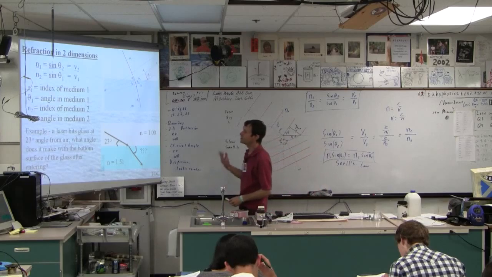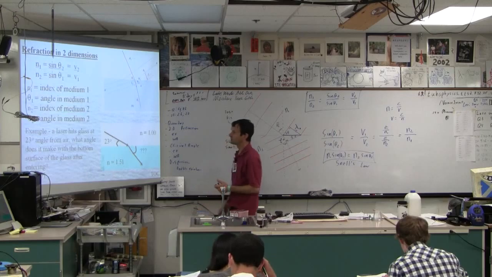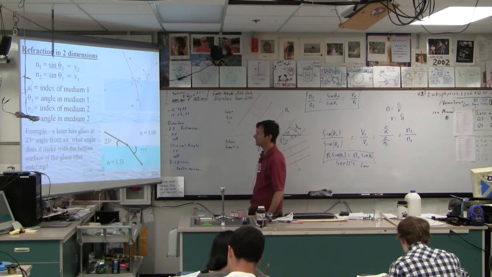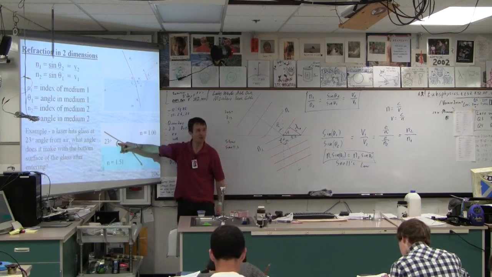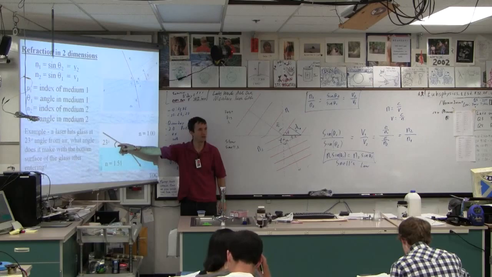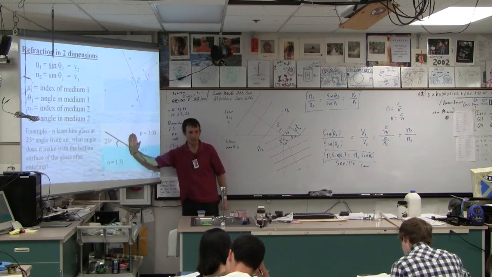Okay, so let's do an example. Laser hits glass at a 23-degree angle from the air. What angle does it make with the bottom surface of the glass after entering? This is a hard problem because 23 degrees, is that our angle of incidence? Is that the angle we use in our formula? No, so that's not it. We're going to have to find what that angle is.